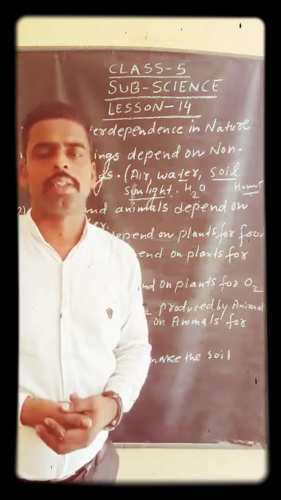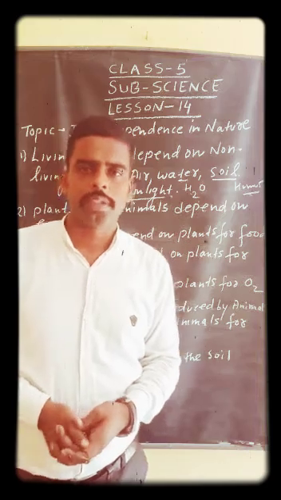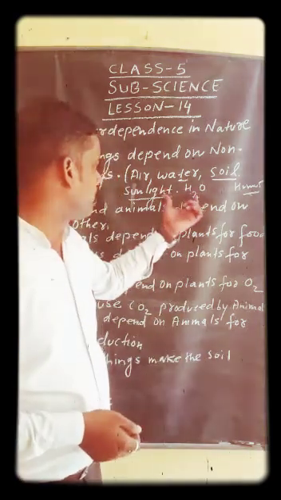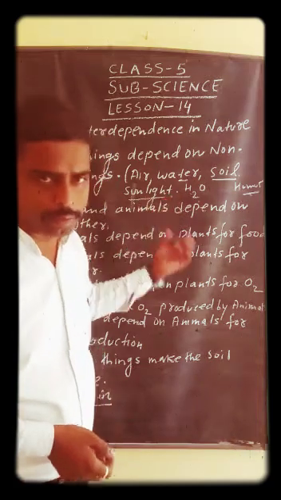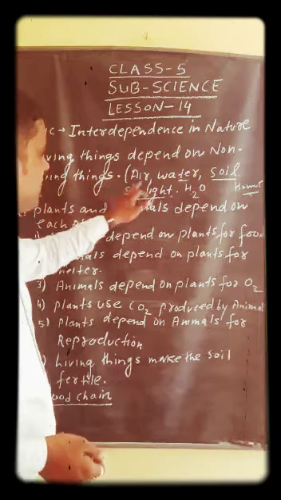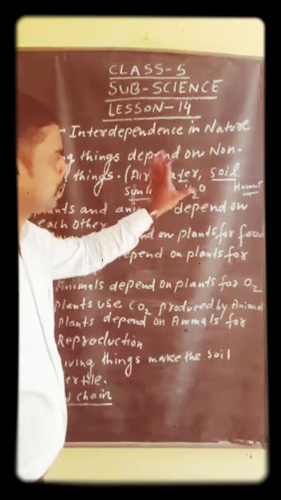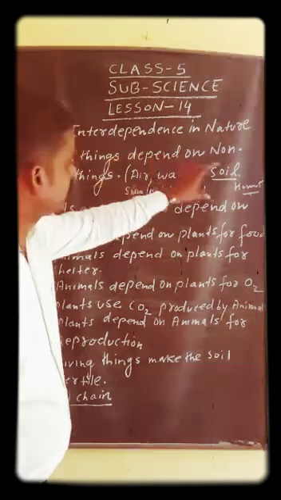And these leaves are the kitchen of the plants. They make their own food with the help of sunlight. Without sunlight, plants are not able to grow properly and not able to carry out photosynthesis in a proper way. That's why living things depend on non-living things. Air, water, soil and sunlight are non-living things, but living things have to survive on air, water, soil and sunlight.